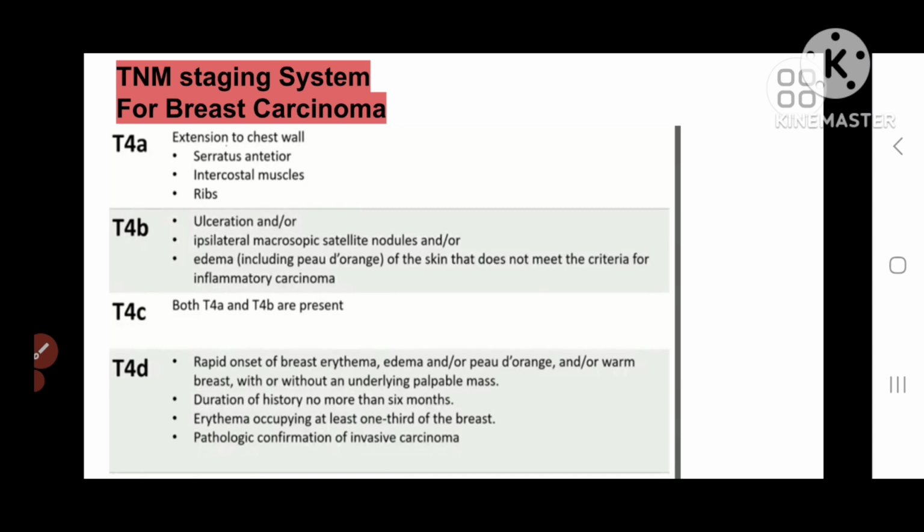T4a means tumor is extended to the chest wall. Chest wall has 3 components: serratus anterior, intercostal muscles, and ribs. If the tumor is adherent to or invades the pectoralis major, it does not fulfill the criteria of T4a. Remember this. For T4a, the tumor must extend to the chest wall, that is serratus anterior, intercostal muscles, and the ribs.